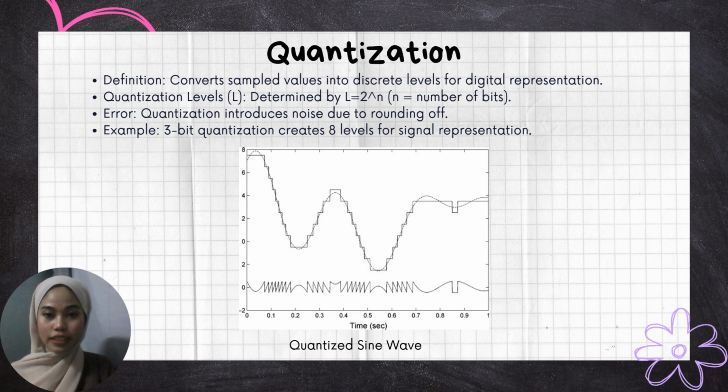Next, let's move to quantization. Quantization converts the sample values into discrete levels for digital representation. The number of levels is determined by L equals 2 to the power of n, where n is the number of bits used. However, quantization introduces noise because the continuous signal values are rounded off to the nearest level. For instance, in 3-bit quantization, there are 8 discrete levels, meaning the signal resolution is limited to those levels.